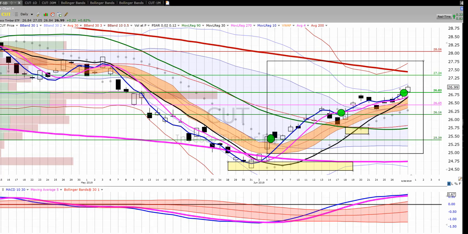Breakdown, found support, owl entry, pocket entry 1, pocket entry 2. All systems go. Still targeting the 200-day moving average. We got 3 positions in.